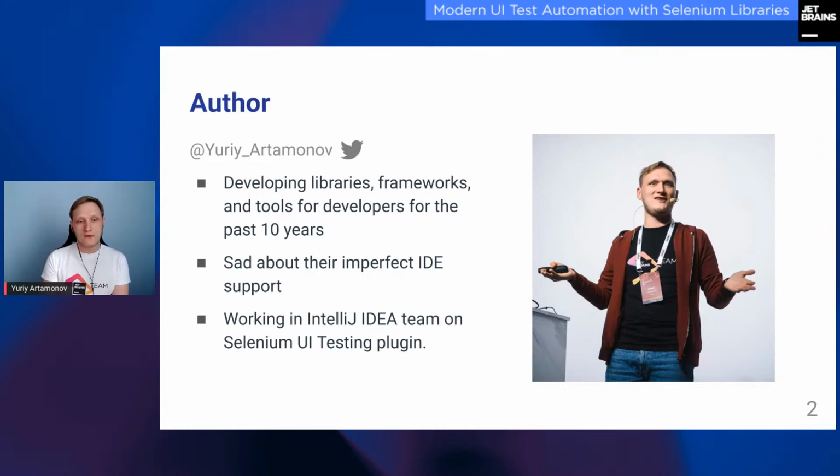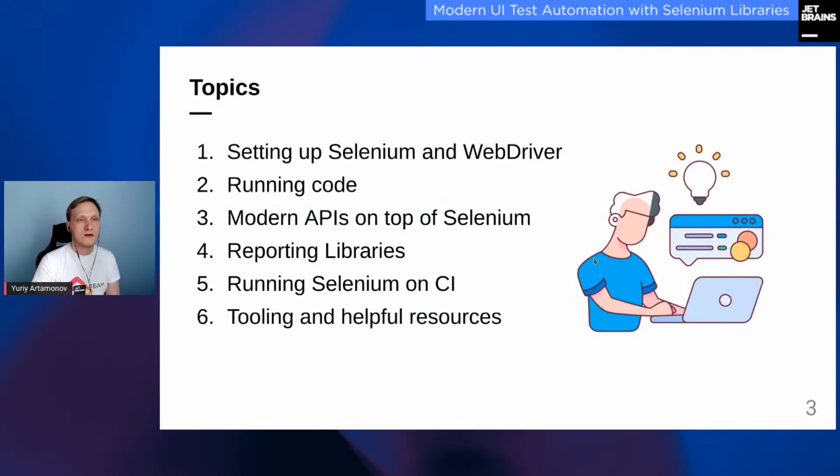But today, I'm primarily talking about the Selenium ecosystem, and we are talking about Selenium libraries and tools that can be useful for you and your workflows. And the topics today are, first of all, we'll try to set up a new Selenium project. And let's see how we should do this in this year, nowadays, without very old APIs and without old practices. We'll try to run this code, and we'll try to see new modern APIs on top of Selenium libraries. Also, we're talking about reporting libraries slightly, like a couple of minutes. And we'll talk about running Selenium on continuous integration and how we should do this. Like all this stuff mentioned here, let's try to proceed to the actual content.